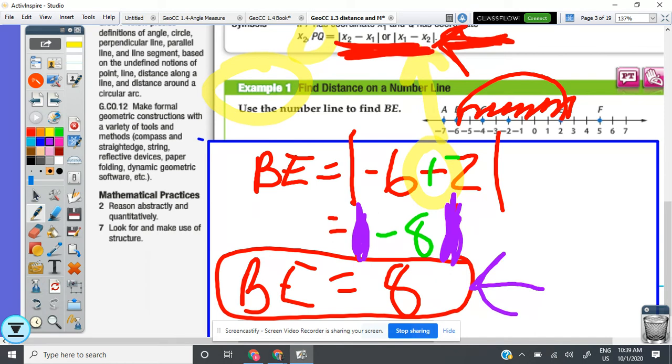And remember, we're just talking about the distance between two things. Are we 5 feet apart? Are we 10 feet apart? How far are we away from each other? How far is B to E?